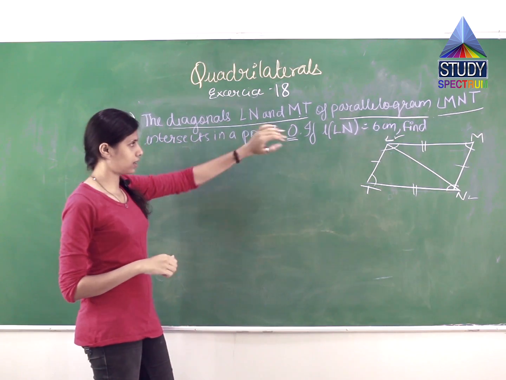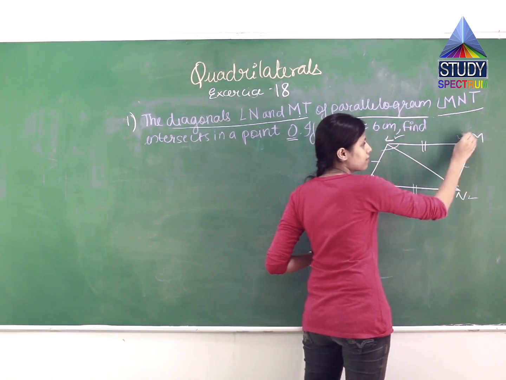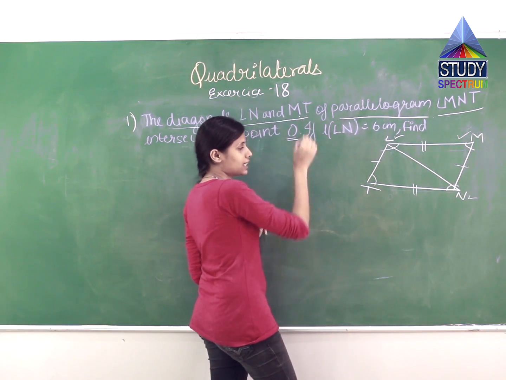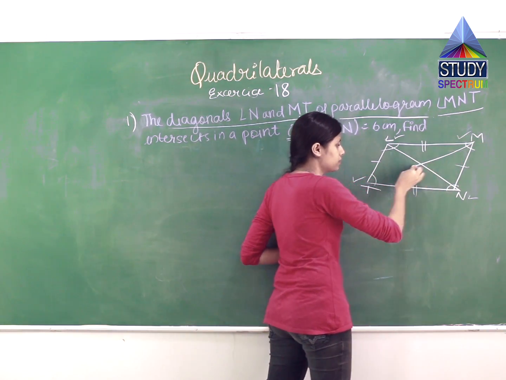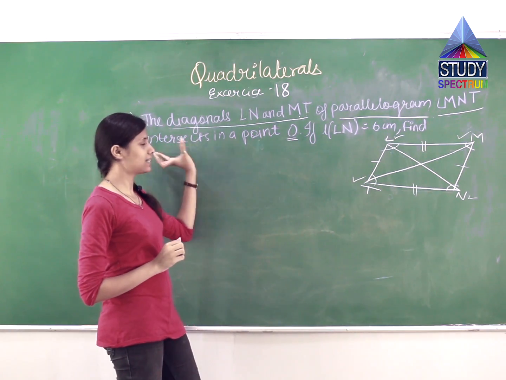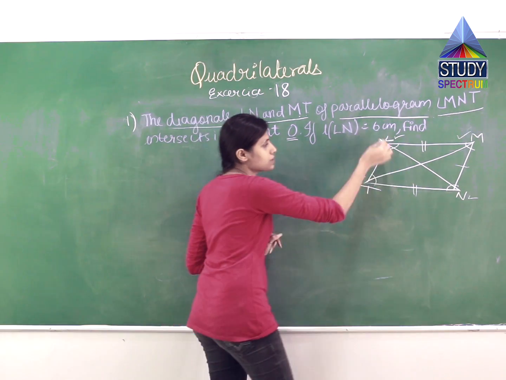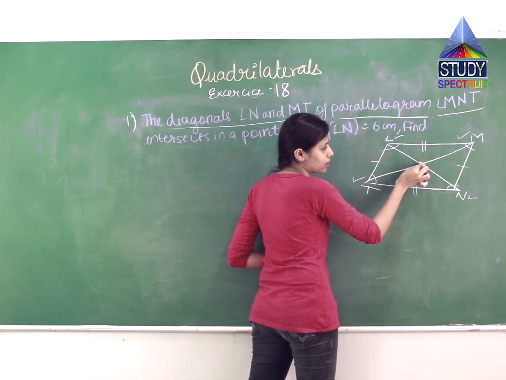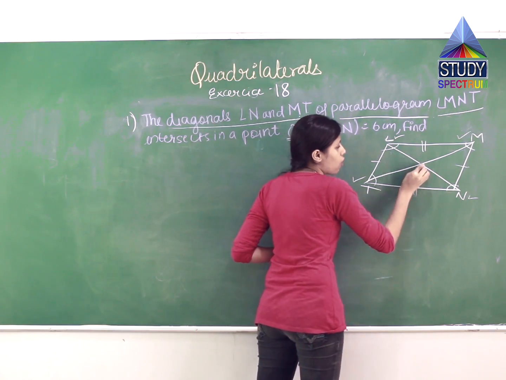And now the other diagonal, which is MT. So where is M? It is over here. Where is T? It is over here. Joining these both, we get the diagonal MT. Now they have given that the intersection of both the diagonals is known as O. So both the diagonals intersect over here. What is the name of this point? Yes, it is O.